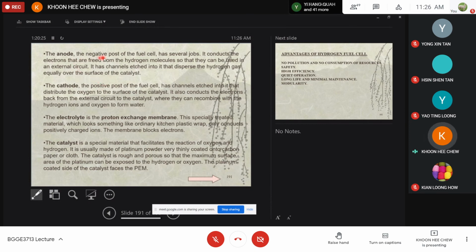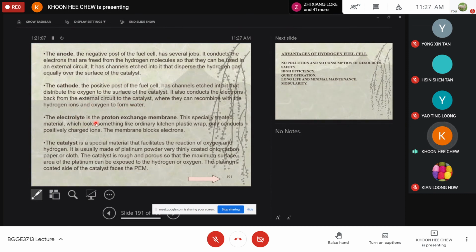The anode, the negative pole of the fuel cell, has several jobs. It conducts the electrons that are freed from the hydrogen molecules, so that they can be used in the external circuit. It has channels etched into it that disperse the hydrogen equally over the surface of the catalyst. The cathode is the positive pole, with channels etched into it to distribute oxygen to the surface of the catalyst. It also conducts the electrons back from the external circuit to the catalyst, where they can recombine with hydrogen ions and oxygen to form water. This is the waste product, the byproduct of the fuel cell.